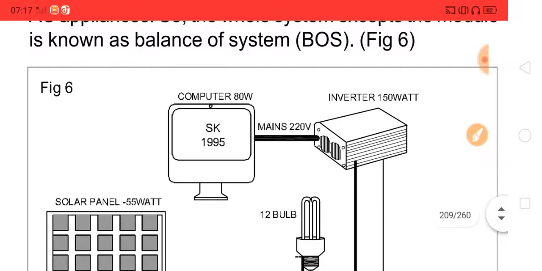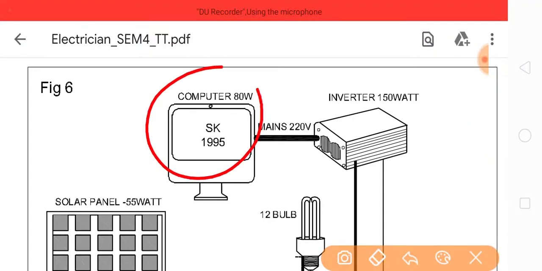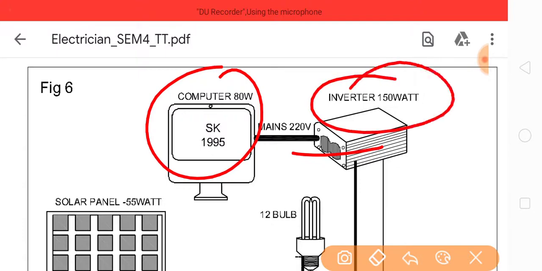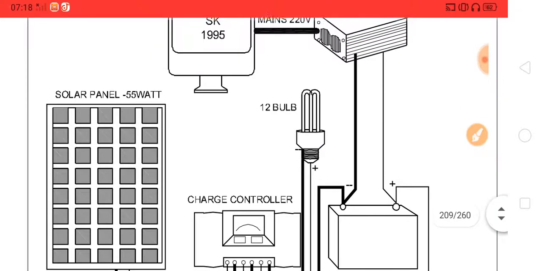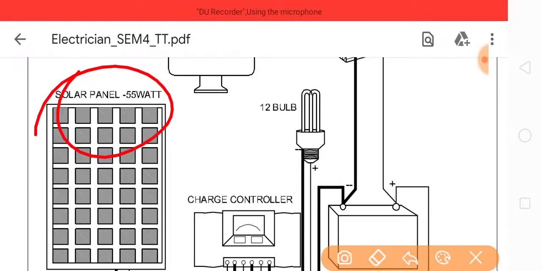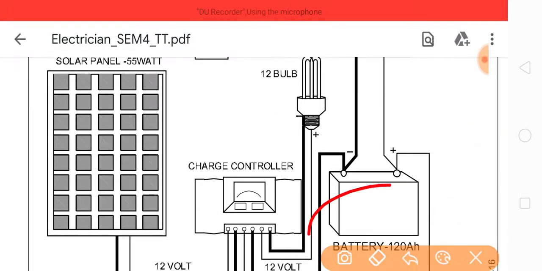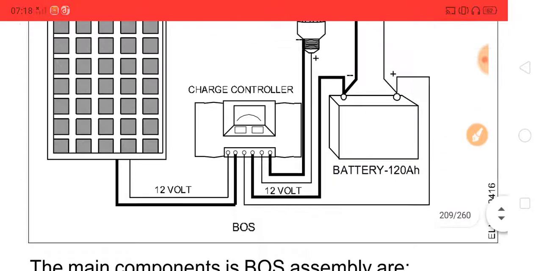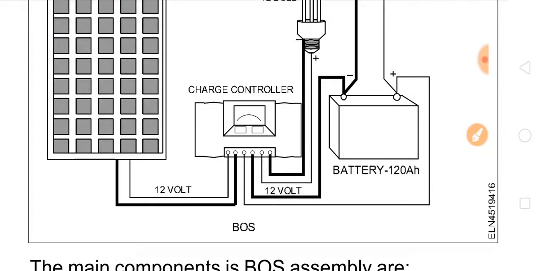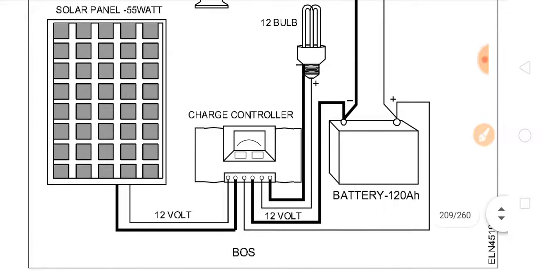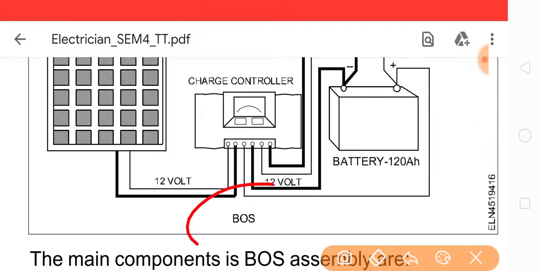Given a picture 6, a computer 80 watts, 230 volts mains 220 supply, inverter 150 watts, and this is the solar panel 55 watts, and this is the inverter connected to a battery 120 ampere hour, and then the battery is connected to a 12 volt charge controller, and the charge controller is connected to the solar panel 55 watts. This is what is called BOS. The charge controller is also called BOS.